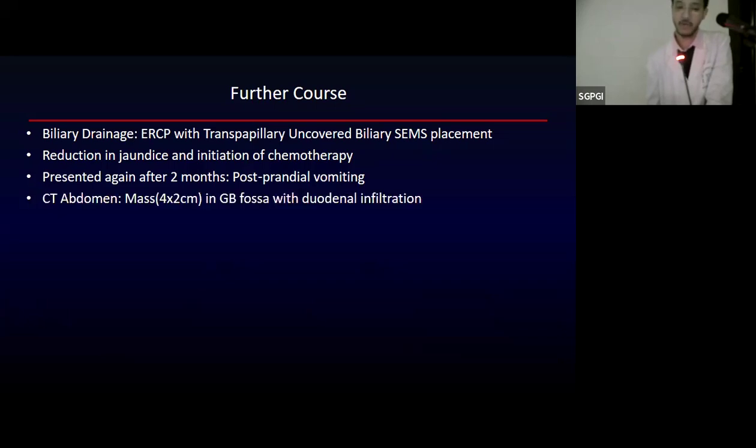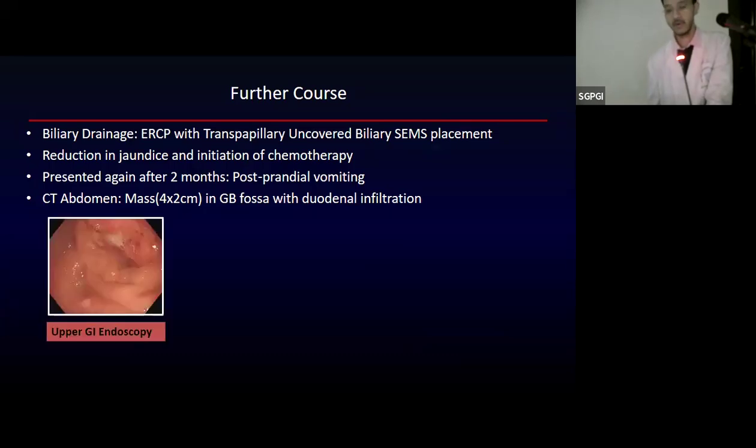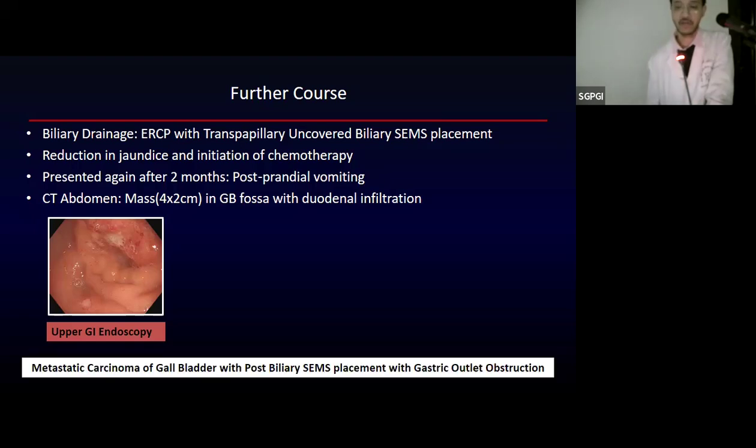CT of the abdomen revealed a mass 4 by 2 centimeters in the GB fossa with duodenal infiltration. An upper GI endoscopy was done, which revealed narrowing at the D1, D2 junction, and hence the patient now had significant gastric outlet obstruction.